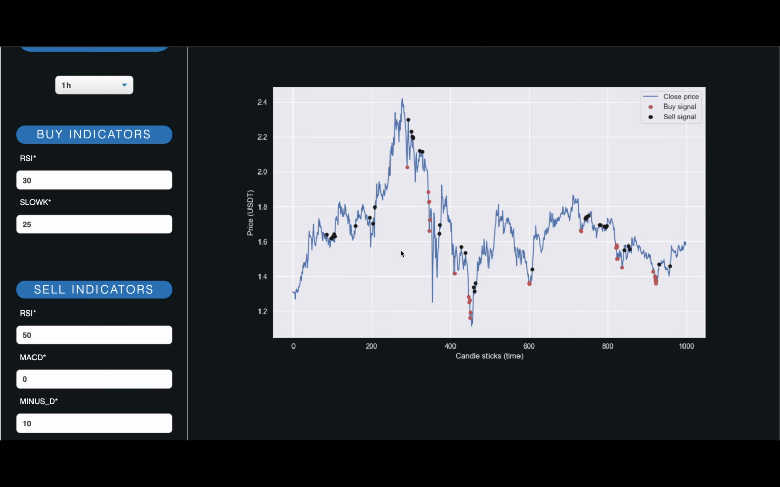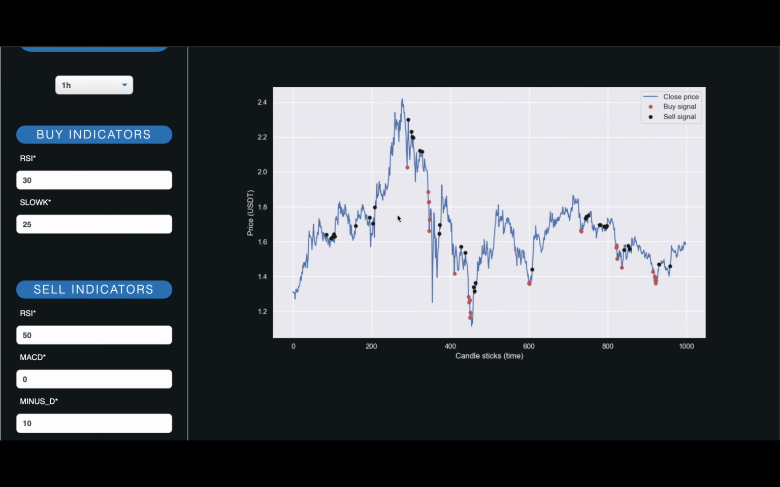Another important thing to notice is that whenever we have a buy signal, we might have multiple sell signals and vice versa. For example, in this case, we would have gotten 4 red dots, so 4 buy consecutive signals. And after that, we would have gotten 2 black dots, so 2 sell signals consecutively.